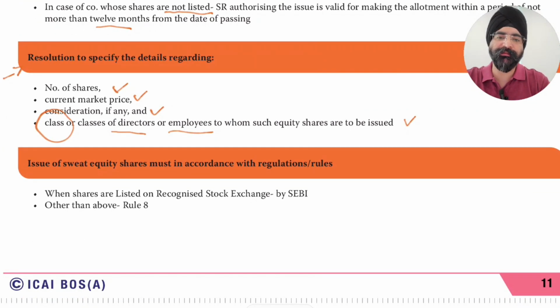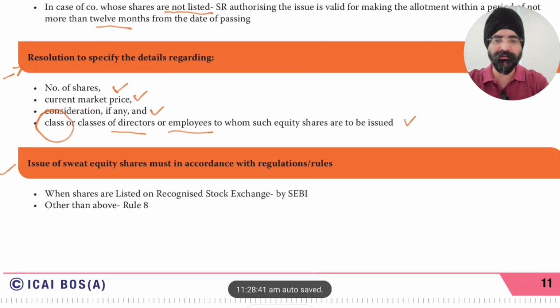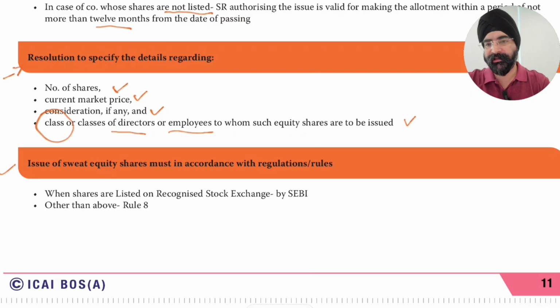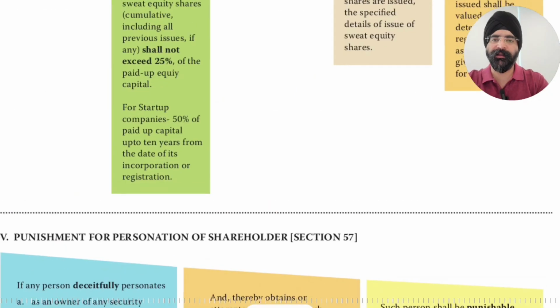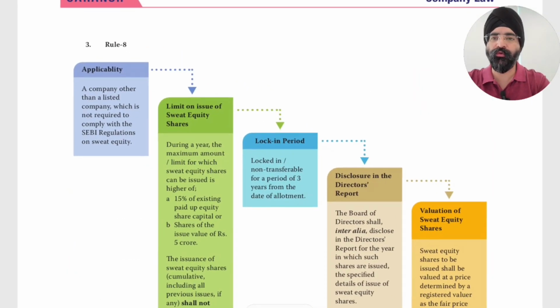Issue of sweat equity shares must be in accordance with regulations and rules. So this issue must comply with the provided regulations and rules. When shares are listed on a recognized stock exchange, they will be issued in compliance with regulations by SEBI. Other than the above, Rule 8, then regulations as provided by SEBI also need to be complied with. Okay, next we move to Rule 8.